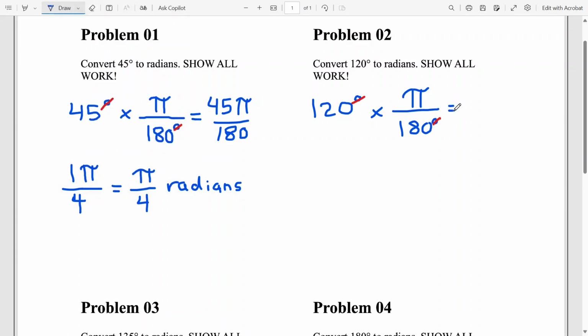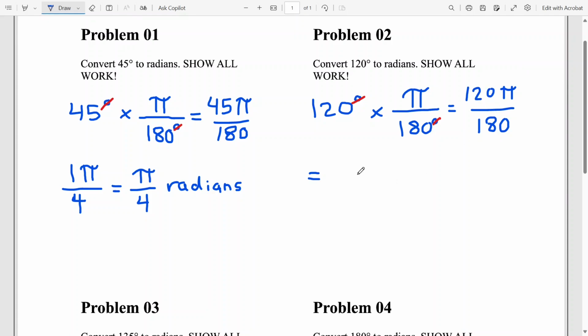And this is going to equal 120 pi over 180 radians. Now we want to simplify this as best as possible. So 120 and 180, they can be divided by 60.